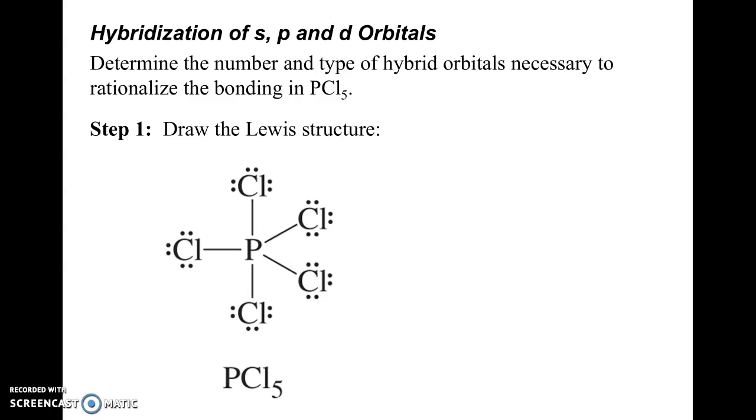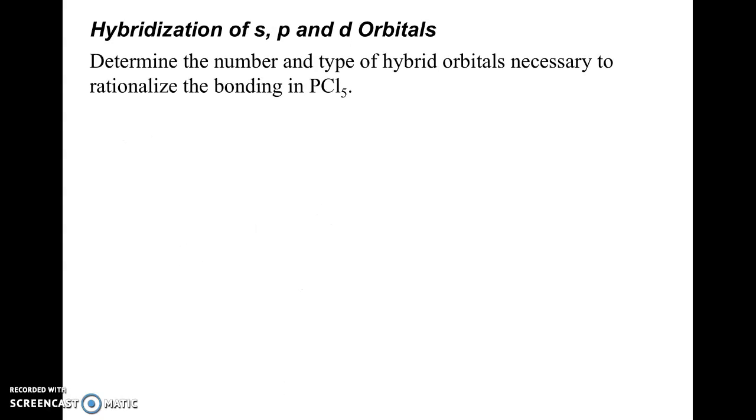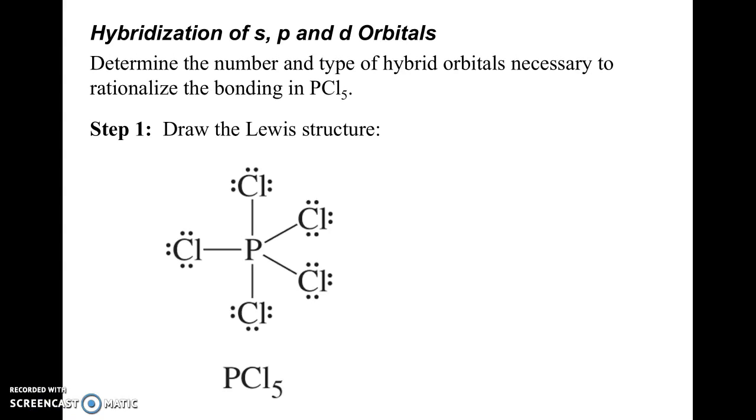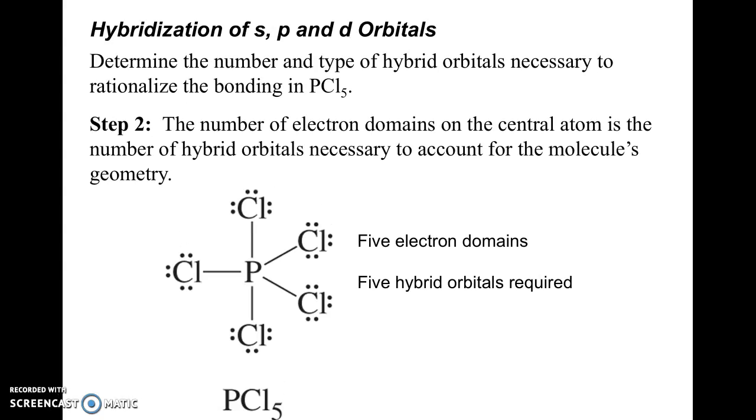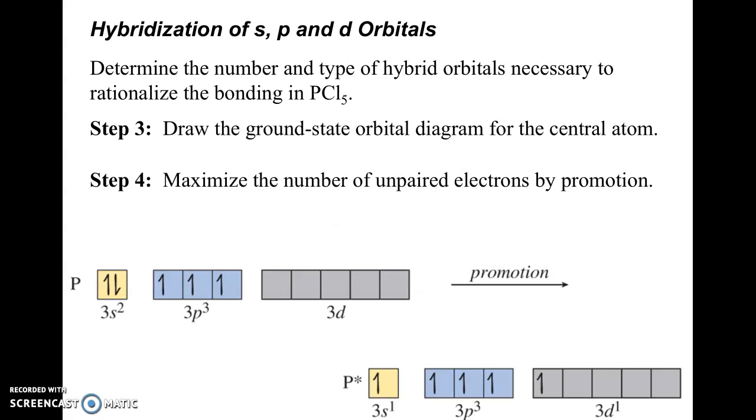And in this case, we need 5 electron domains, if we just go back here, because we need to make 5 bonds. This is a trigonal bipyramidal. And so we need 5 electron domains, we need 5 hybrid orbitals. We look at that electron configuration for phosphorus, and we see there's a bonded pair, or a spin pair, in the 3s and then 3 individual electrons in the 3p's.